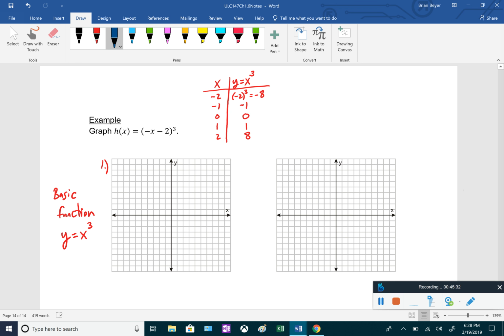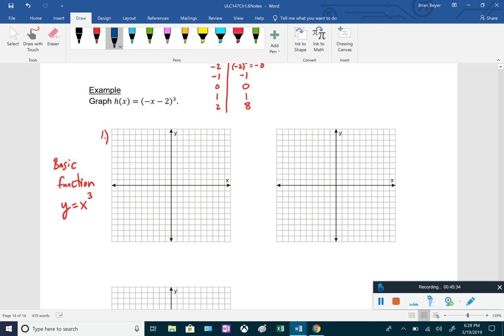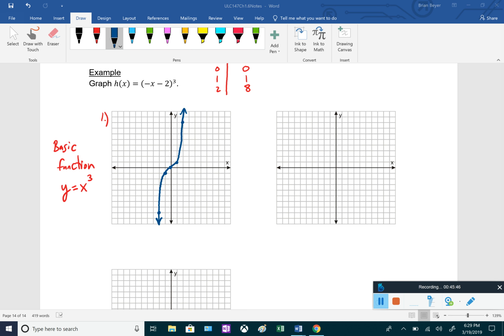So plotting these points, we're going to get -2 comma -8, -1 comma -1, 0 comma 0, 1 comma 1, and 2 comma 8. And then connecting these, it's going to look something like this. So we should have known it had this general shape because this is one of the graphs on the first page. Okay, so now we can go in order with our transformations here.